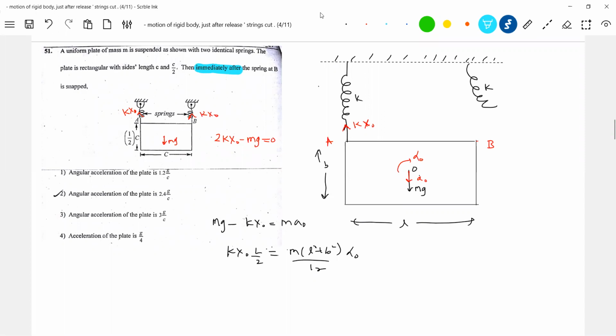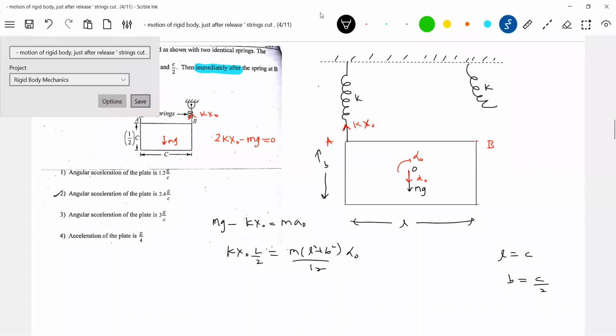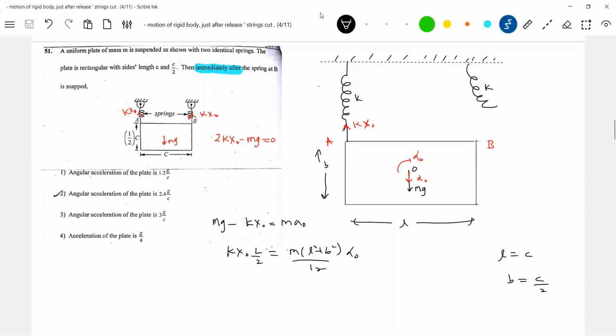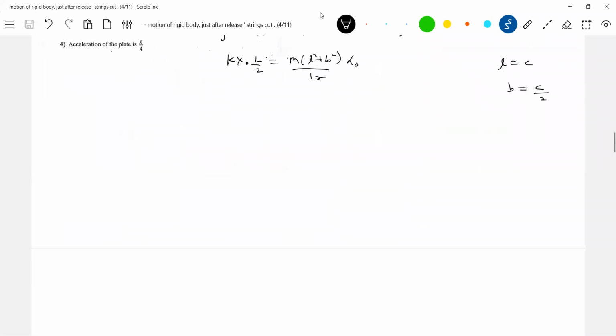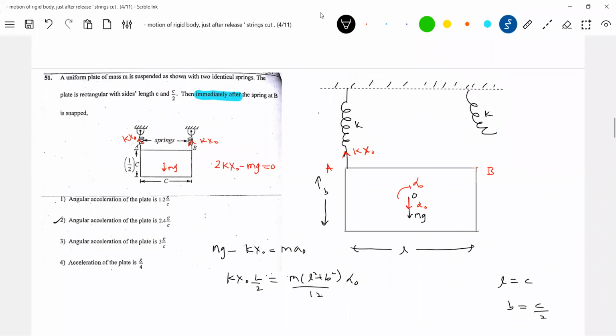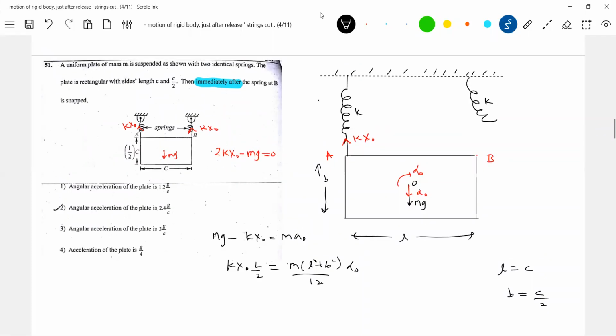So what is L? L is equal to C and B is equal to C by 2. I'll take the next question. And the previous question, we won't get the answer 2, sir. Option 2. Yes, sir. This one, sir, check it once. Getting, sir, 2.4 G by C. Yeah, check calculations. Will come.